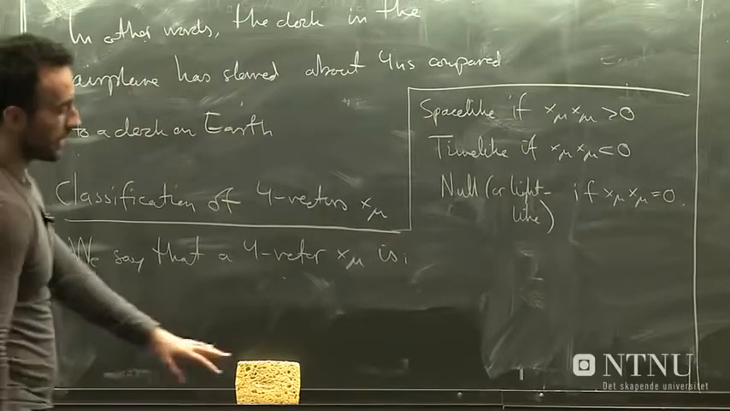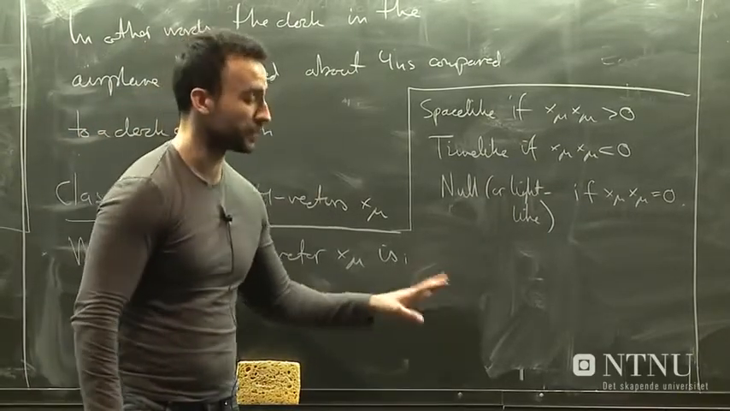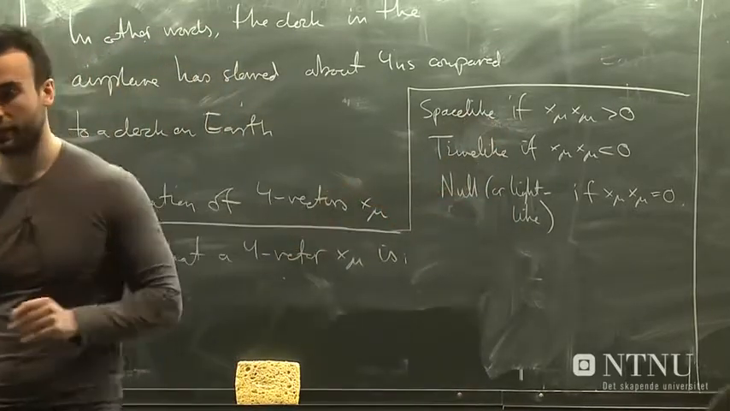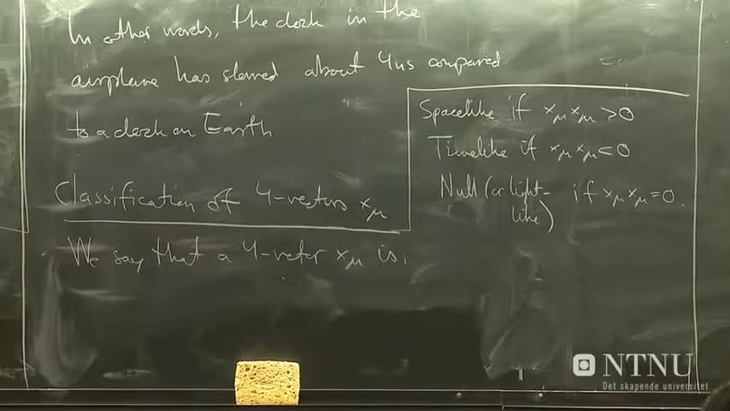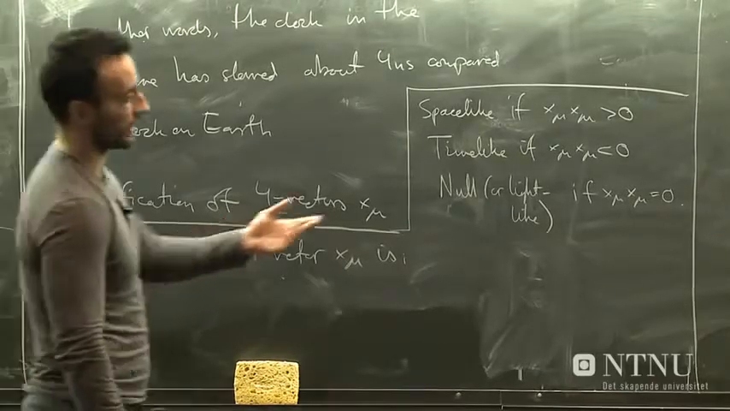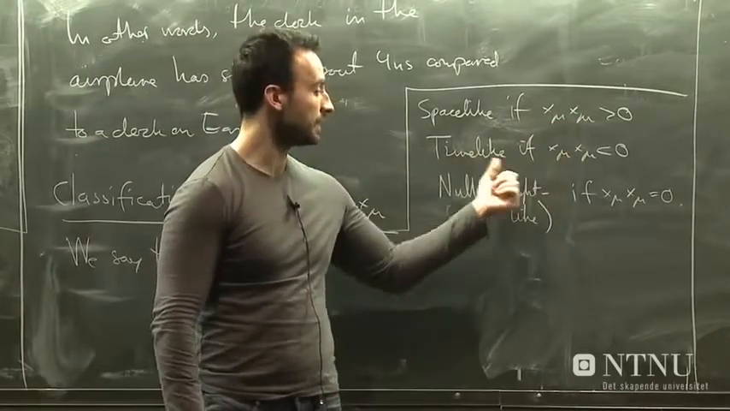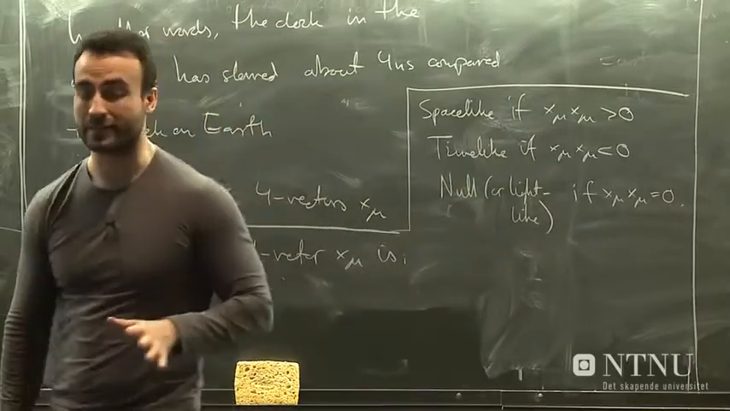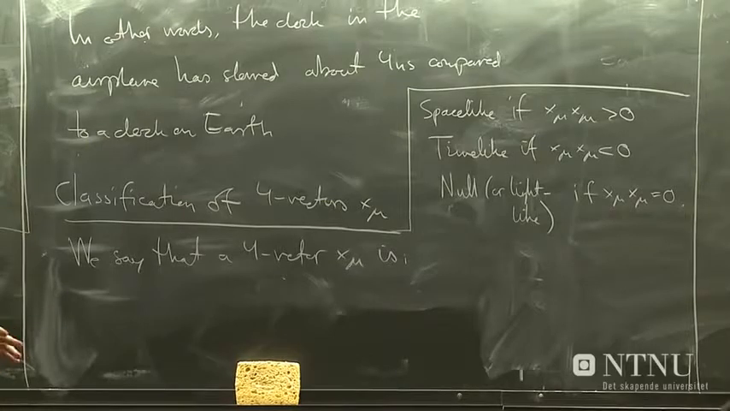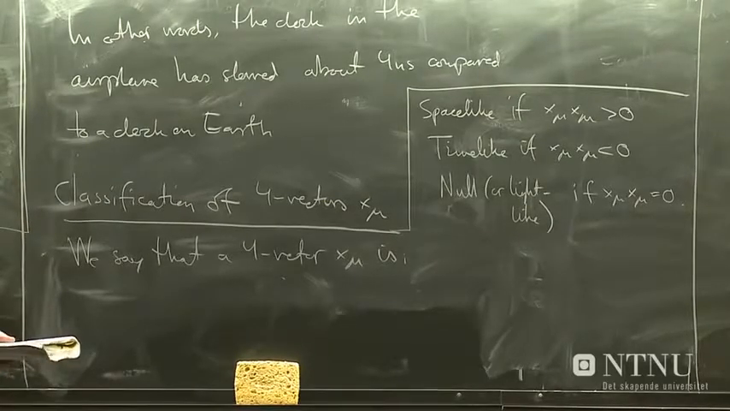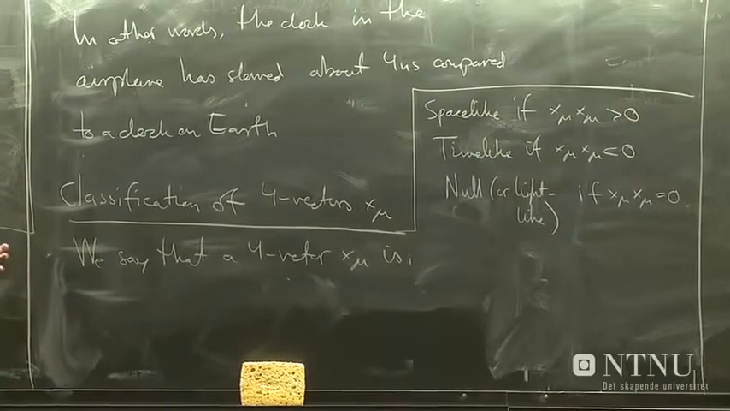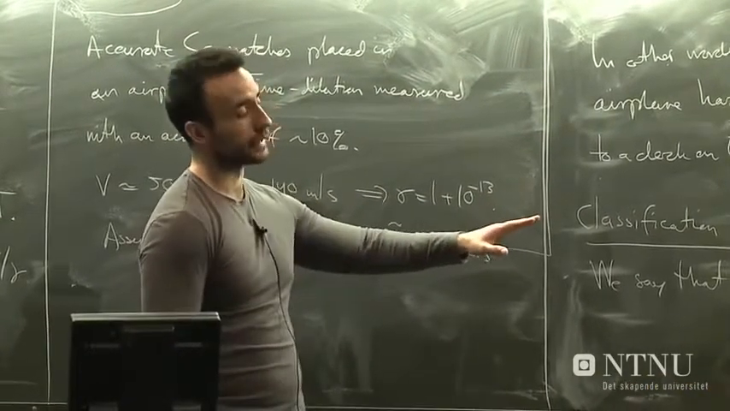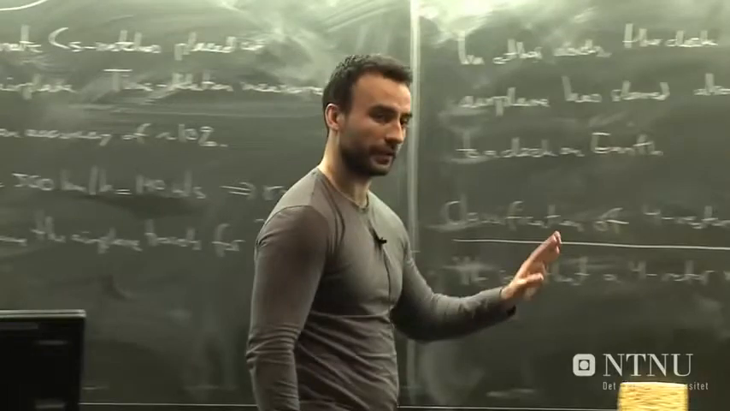Namely, we can classify the position 4-vectors as space-like if their square, or their scalar product, is positive; time-like if it's negative; and null, or light-like, if it's exactly equal to 0. And in order to understand why we use this terminology to classify these three scenarios, consider the following.